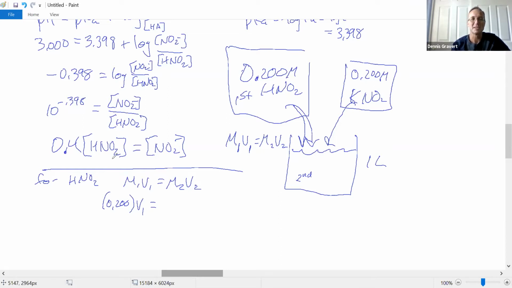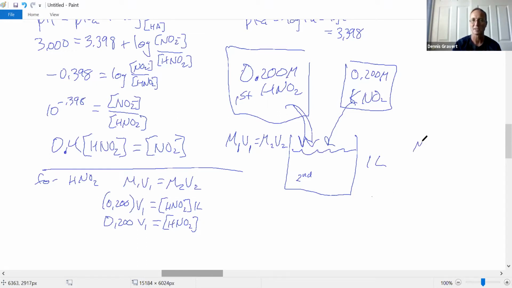Well, let's just put in this concentration. That's how much you have to end up with in the final buffer. And how much do you have in the solution? It's 1 liter. So 0.2 times volume of how much you transfer, that'll give you the concentration of HNO2 in the final solution. Okay, I got 2 variables here. So I need to jump over here. What do I have over here?